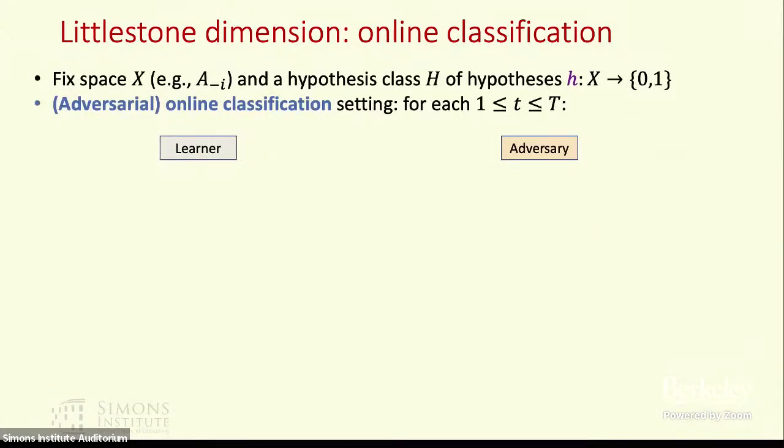In the adversarial setting, I'm going to actually generalize notation a little bit. I'll fix a space X. So in the game setting, this would be A minus i. I'll also fix a hypothesis class big H of hypotheses h, which map from X to 0, 1. These are binary hypotheses on X. And we consider the setting of adversarial online classification. So at each time step little t from 1 to capital T, we have the following scenario. The learner chooses a hypothesis ht mapping from the space X to 0, 1. This hypothesis ht need not lie in the class big H. And the adversary chooses a pair xt, yt consisting of a point in the space X as well as a binary label.